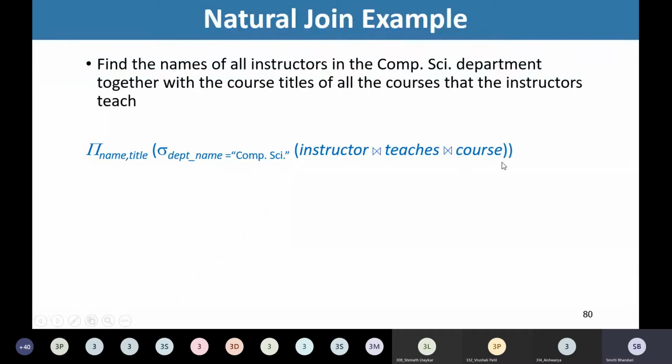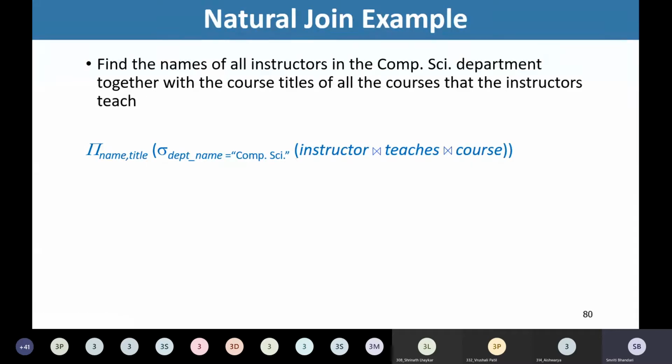And what we would like to list out, we do not want to list out all the attributes from these tables. And that is why we are having here the projection operation. And what we need to list out is name of the instructor along with the title of the course. So only these two attributes are listed in projection operation. So this is how we can write this query using natural join operation.